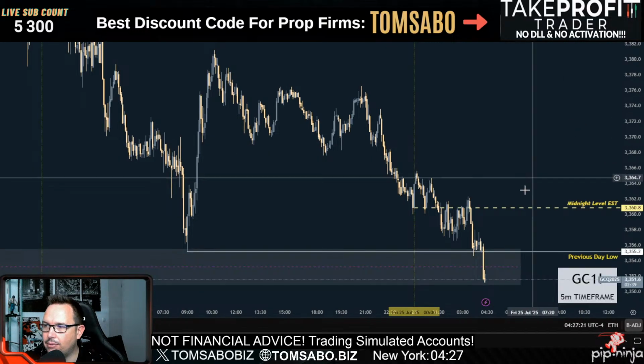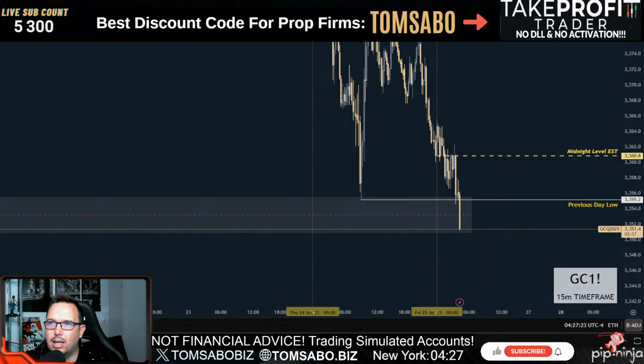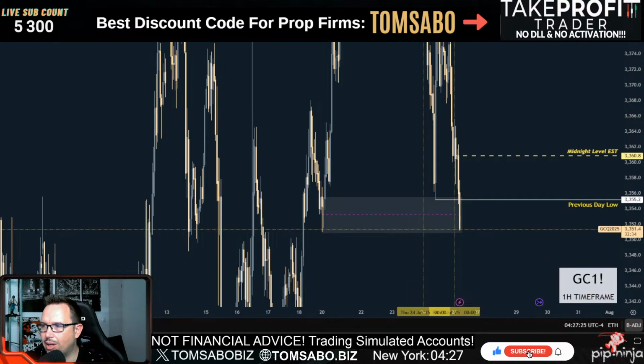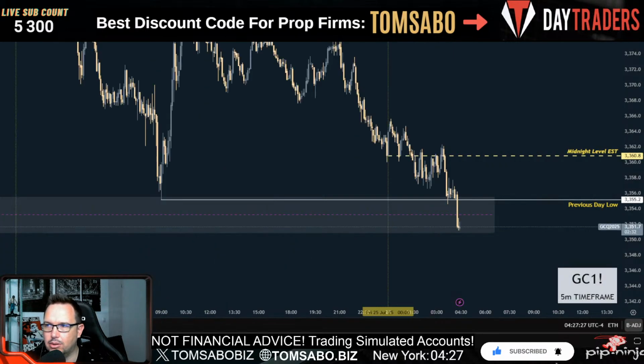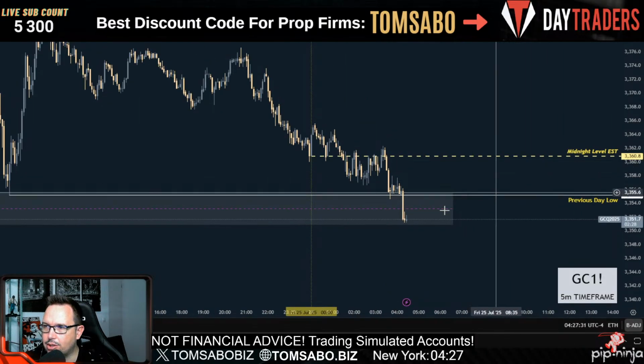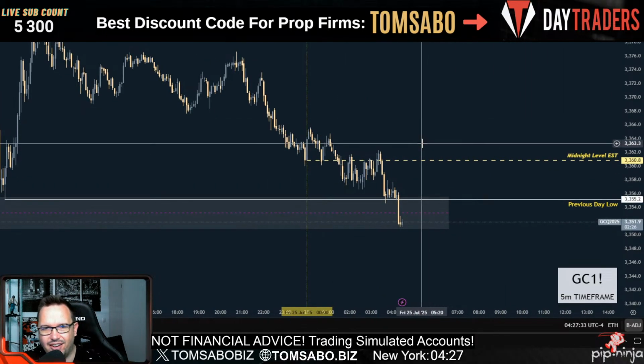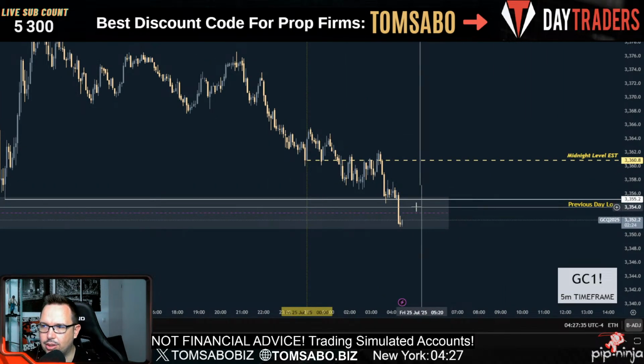Gold is just hovering in that zone. This is a 1 hour bullish order block on gold. And you know what? If it would make a structure shift to the upside on the 5-minute and the 15-minute, that would be a good entry.